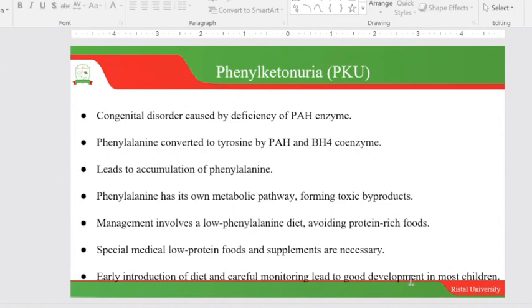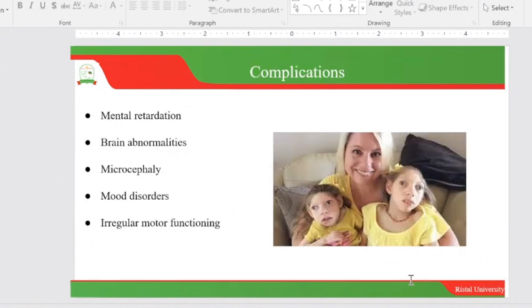Okay, so this is what we have explained. And for special medications, we are looking at low protein foods and supplements if necessary. Also, early introduction of the diet and careful monitoring could lead to good development in most children. In most cases, this PKU or phenylketonuria is diagnosed in newborns. This will help us in doing an early intervention so that we get better results at the end of the day. And also we look at those formulated medical foods that could help us regulate or lower the levels of phenylalanine in blood, etc.